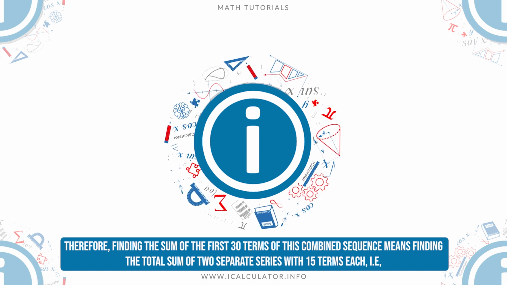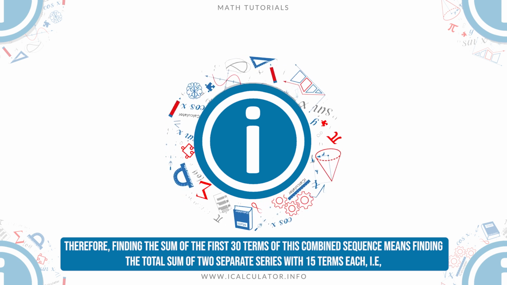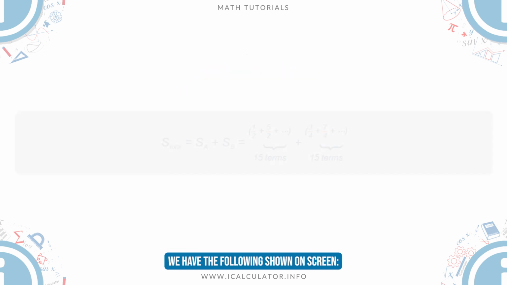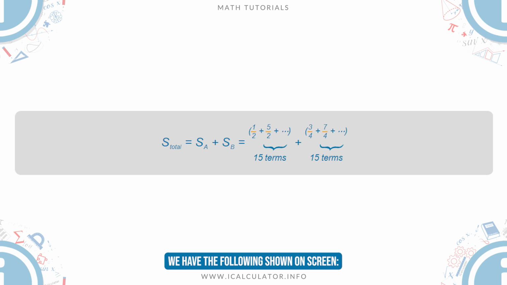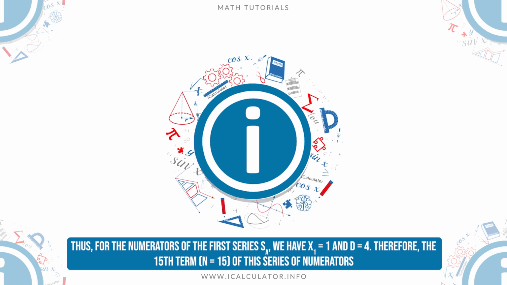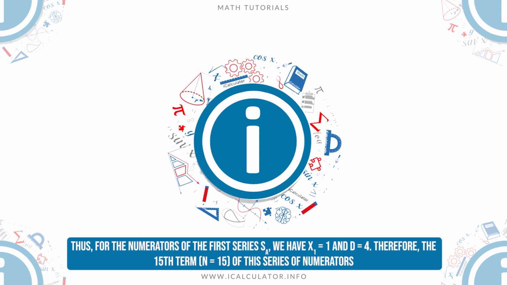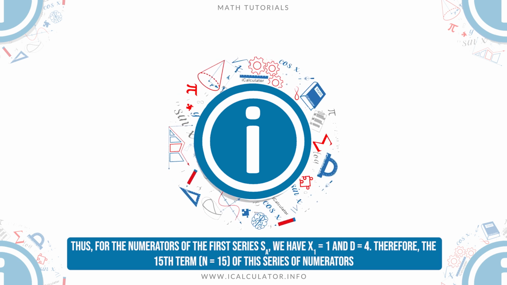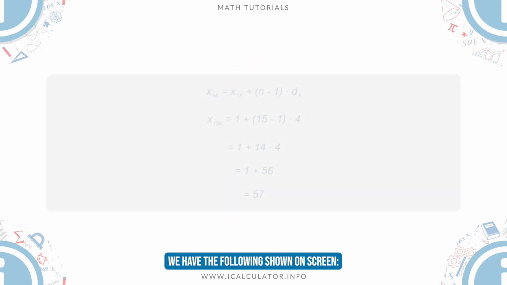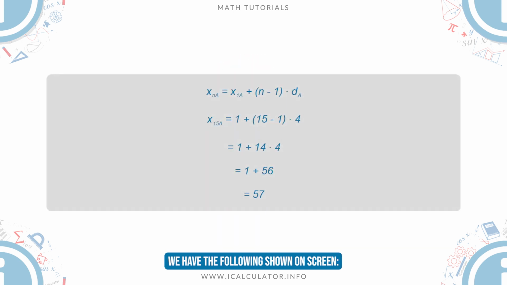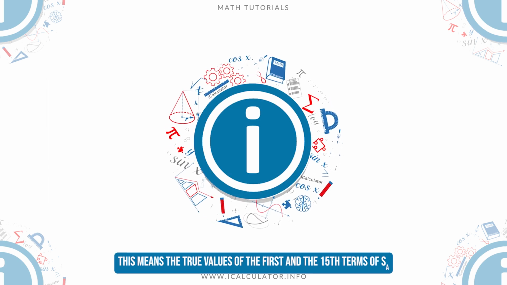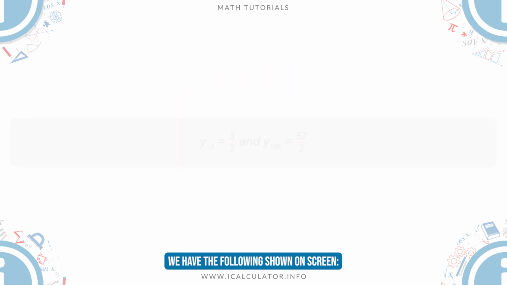Therefore, finding the sum of the first 30 terms of this combined sequence means finding the total sum of two separate series with 15 terms each, i.e. we have the following shown on screen. Thus, for the numerators of the first series S_A, we have x1 equal to 1 and d equals 4. Therefore, for the 15th term, n equals 15, of this series of numerators, we have the following shown on screen. This means the true values of the first and the 15th terms of S_A are, we have the following shown on screen.